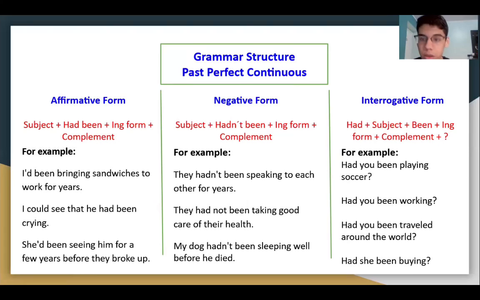And finally, we have the interrogative form, that the structure is had plus subject plus been plus ing form plus complement and plus interrogative sign. We have 4 examples to make a question in past perfect continuous. We have, had you been playing soccer? Had you been working? Had you been traveling around the world? These are the examples and the different structures that we can find in past perfect continuous.